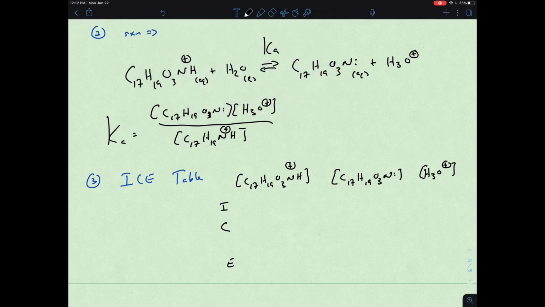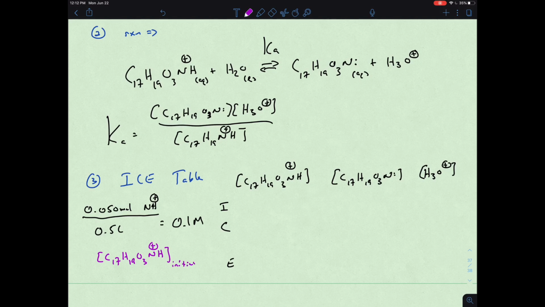So going back, we realized that we could figure out the initial conditions here, where we have 0.05 moles of our NH+, just using some shorthand there, divided by our 0.5 liters of solution, we get 0.1 molar, and that's looking at our ammonium form of the morphine, where we have our NH+, and so this is initial that we're seeing here. So that's what's getting plugged in for its initial condition. And then there's no mention of the other components, so those would both be 0.